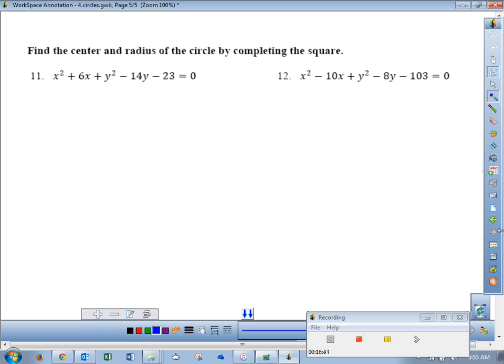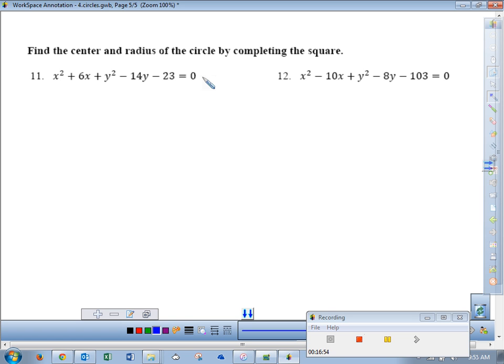Final thing. They give me the equation of a circle. How do I know it's the equation of a circle? It's got x squared and y squared in it, but it also has x to the first and y to the first in it. This is the equation of a circle. It is not in center radius form. How you put it in center radius form is you complete the square.